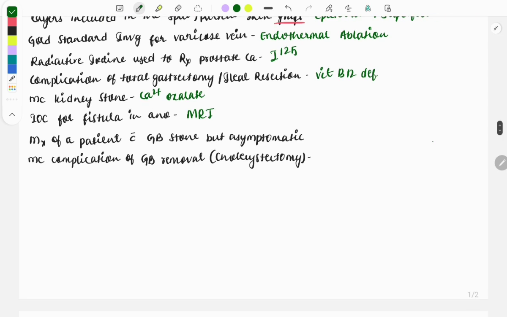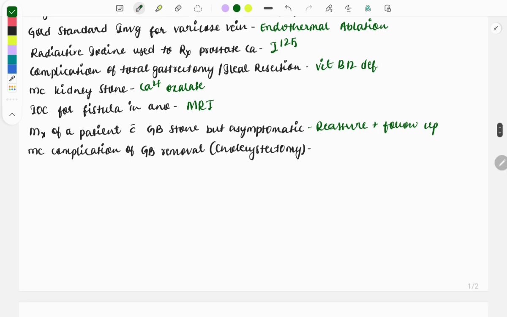Then the next question, management of a patient with gallstone but asymptomatic. There are no symptoms, but on the USG you can see the gallstones present. So in this patient, you need to do reassurance and follow-up. As the person is asymptomatic, we will not do anything, will not treat the patient. But if the patient comes to the OPD with symptoms, then we need to do cholecystectomy.